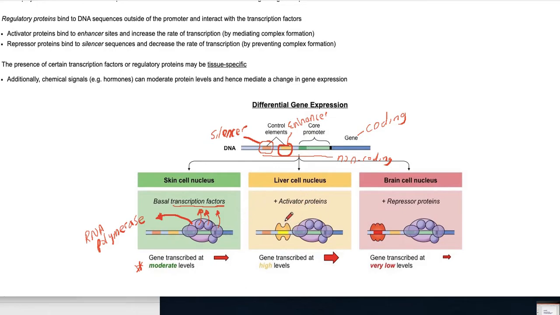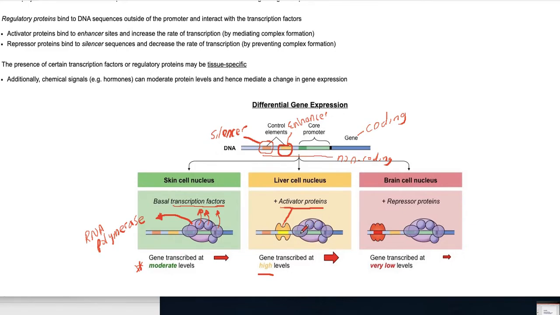Okay, all right, but what about if you are a liver cell? Because you are a liver cell, you need to make high levels of a particular protein. So that means that you are going to need an activator protein. And this activator protein is going to need to attach itself to an enhancer region on DNA. Remember that this enhancer region is a control element as well. Once the activator protein attaches to the enhancer region, that is going to pretty much increase the rate of transcription. So it's kind of like RNA polymerase working faster, right?